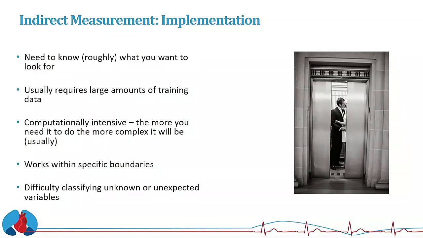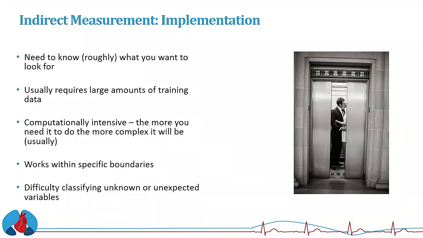And so I think that's a really good example of why indirect measurement can be so powerful. It can detect all of these different events, but then in the end, it came up with an event that it didn't know, and it didn't know how to deal with it. So I think that really highlights the advantage and disadvantage of indirect measurement.